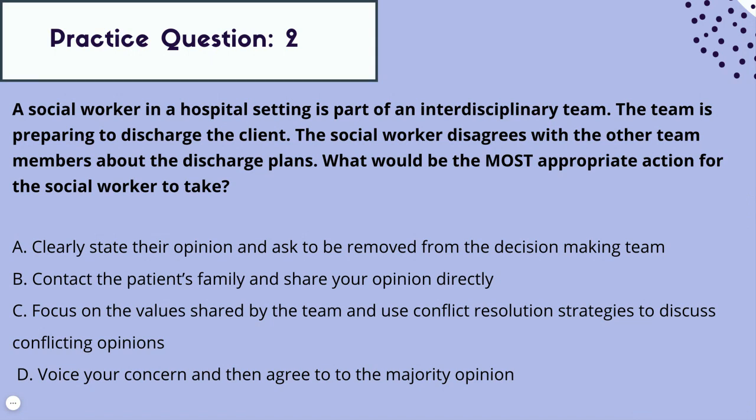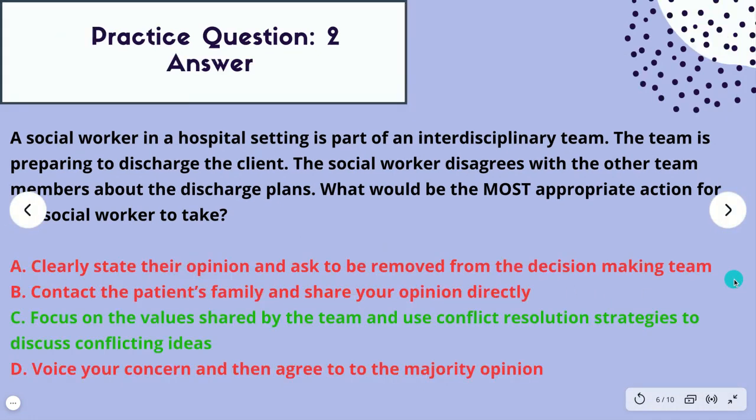Focus on the values shared by the team and use conflict resolution strategies to discuss conflicting opinions. This is the best answer, and why it is the best answer is because when you can bring differing opinions to the table and use certain strategies and values that are shared by the team and have a healthy space where you can disagree and discuss these things, that's going to be the best option because as with any team, there's not going to probably be agreement in every single decision. But what's important is that you're able to respect one another's position and find ways to discuss those conflicts of opinion. So C, focus on the values shared by the team and use conflict resolution strategies to discuss conflicting opinions, is our correct answer for this choice. It just is more all-encompassing, and it really allows everyone at the table to be able to respectfully share their opinion.